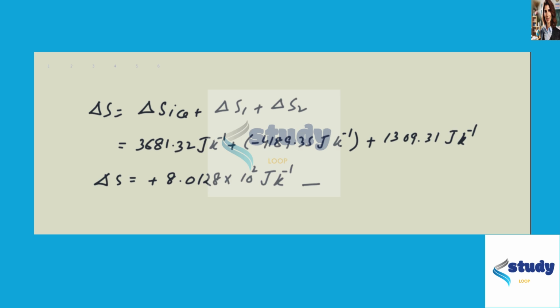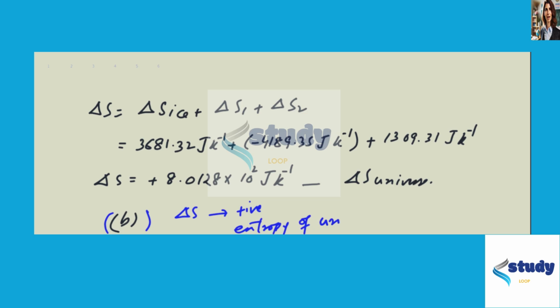So this is the entropy change of the universe. So here the positive sign shows that delta S is positive, so the positive sign shows that the entropy of the universe increases. That's the end of the problem.